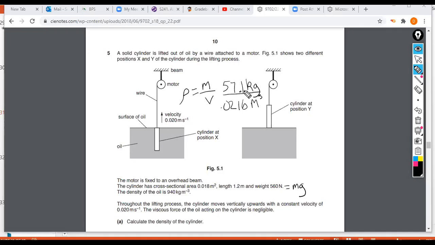So take that ratio of mass to volume, that's what density is. 57.1 kilograms divided by 0.0216 meters cubed gives us a density rho equal to, the calculator value is 2,643. So 3 significant digits, let's say 2,640 kilograms per cubic meter.